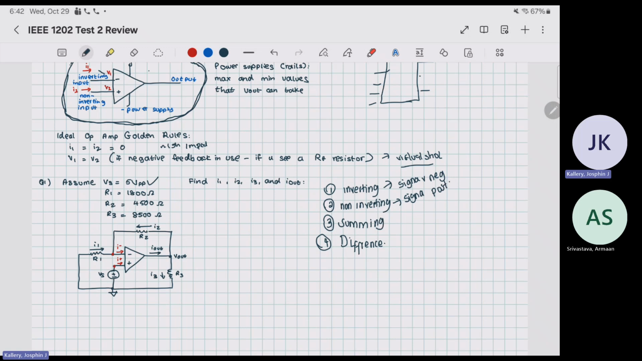And then summing, I don't know, I just know how to draw it. It's okay, they'll be good. Okay, you're good. They'll go through it, and then differential also, they'll go through it so that you can understand how you can calculate it.